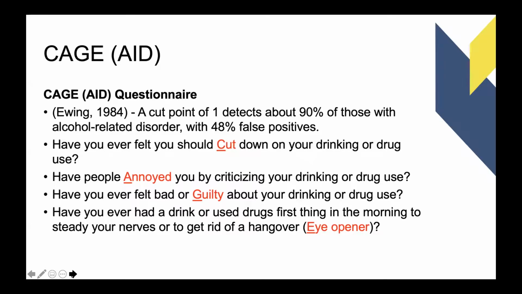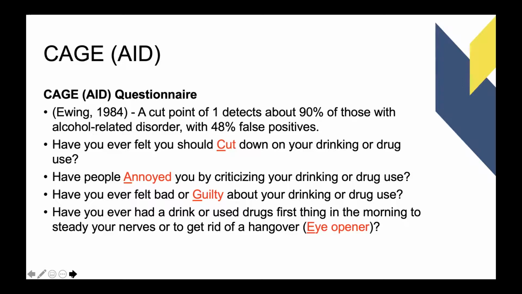Going into a little bit more depth on the CAGE-AID Questionnaire. This is by Ewing from 1984. A cut point of 1 detects about 90% of those with an alcohol-related disorder, with 48% false positives. This is using the CAGE. Have you ever felt you should cut down on your drinking or drug use? Have people annoyed you by criticizing your drinking or drug use? Have you ever felt guilty or bad about your drinking or drug use? Have you ever had a drink or used drugs first thing in the morning to steady your nerves or get rid of a hangover, also known as an eye opener?